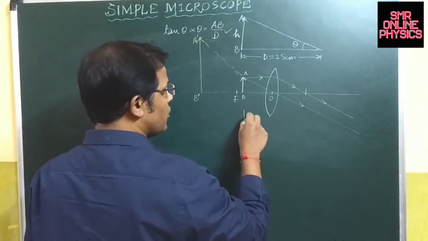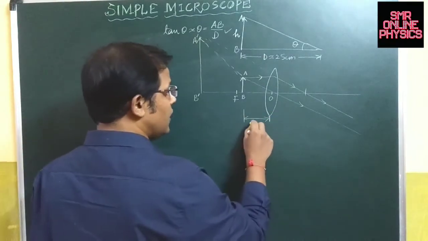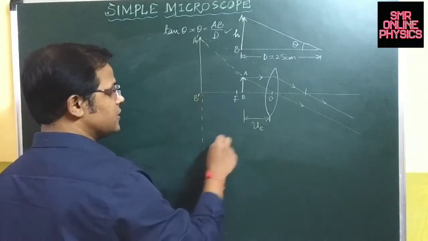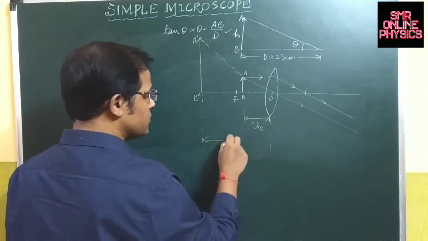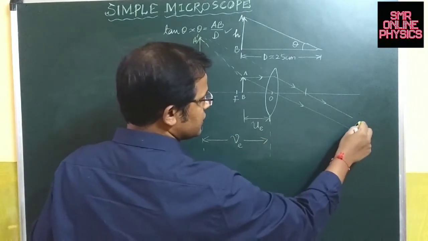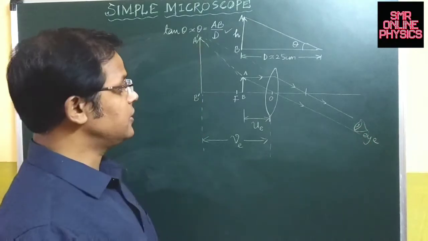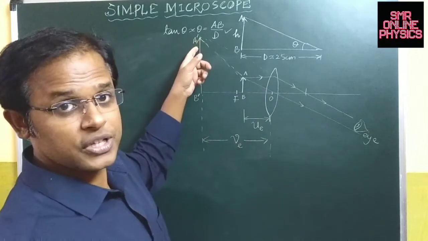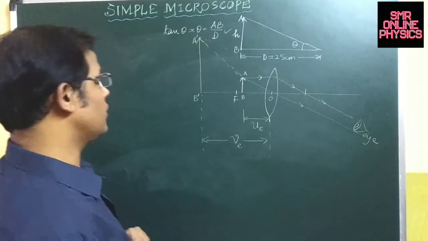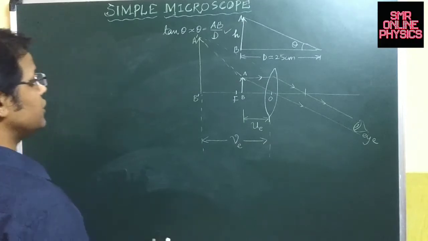So this is your object distance, which is lesser than the focal length of your lens. Let us call it UE. And this is the image distance formed. Let us call it VE. These light rays actually enter the observer's eyes. So this is what the person is getting to see: a magnified, erect but virtual image. So let's do the simple calculation required for it.